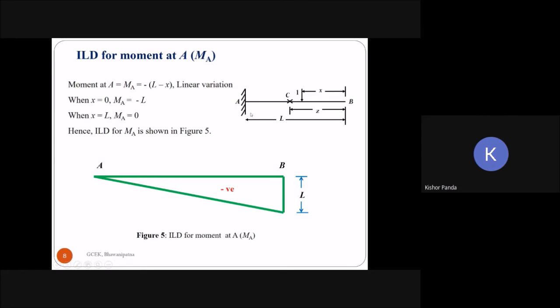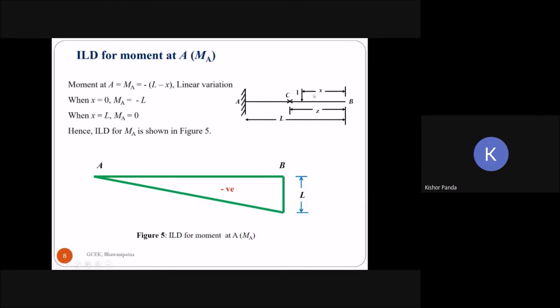And you have to draw the influence line diagram. This is the equation, so by considering this equation you have to draw the influence line diagram. You have to find out, when the unit load is present at B, that is x is equal to 0, what is the moment at A? What is the value of MA?